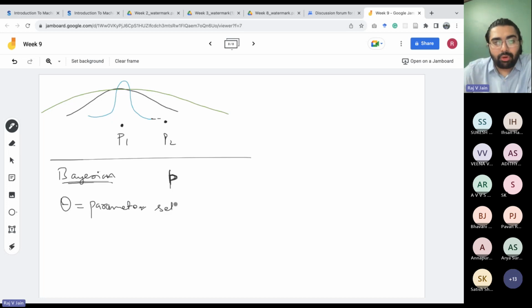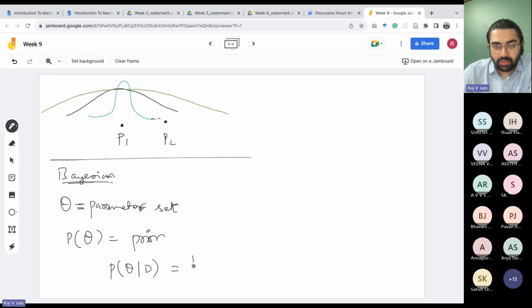Currently, the way to solve this is you just look at the maximum likelihood estimate of this parameter set theta. In Bayesian approaches, we assume a prior over the parameter set itself, and then we look at the posterior given the data. So this is how you solve for that problem. Probability of D, like this.